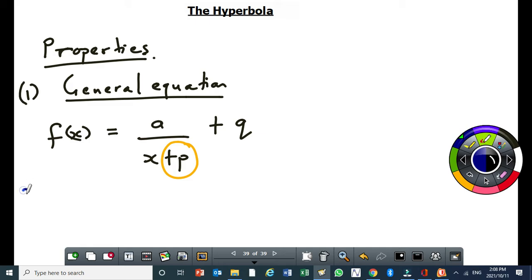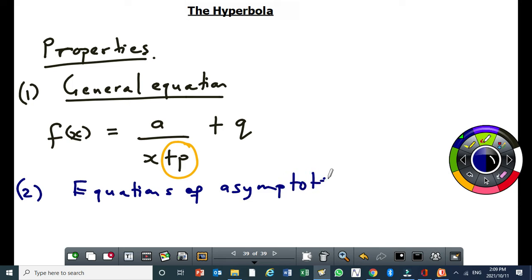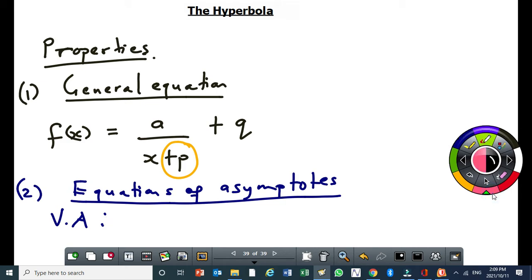Then number two, let's talk about the equations of the asymptotes. Let's start with the vertical asymptote, which I will represent by VA. The vertical asymptote, its equation is going to be x equals minus p.